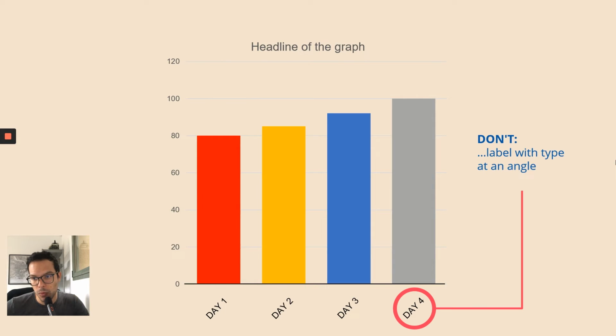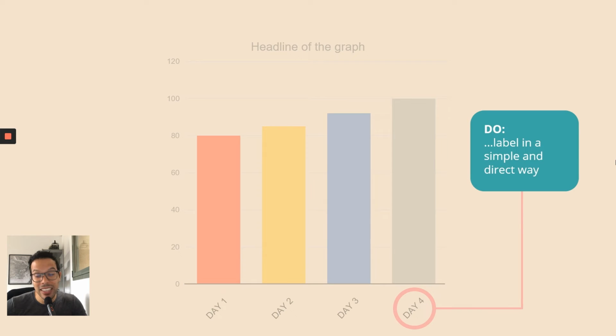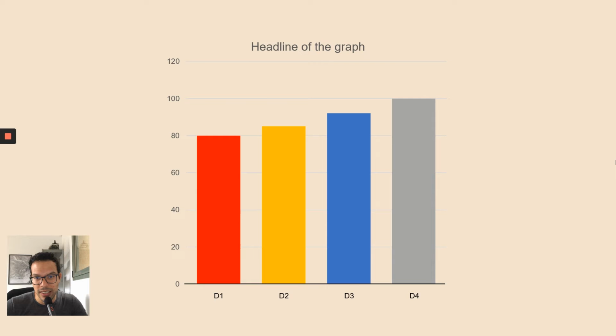Now, we shouldn't be labeling or typing anything at an angle. Again, it decreases the readability. We don't want that, so instead just label in a direct and simple way, like this. At the end of the day, you're going to be there and you can explain that it's day 1, day 2, day 3, and day 4.